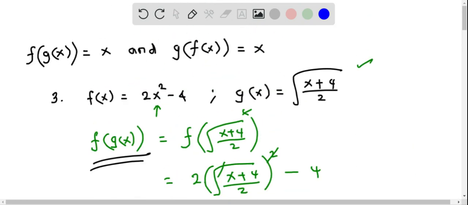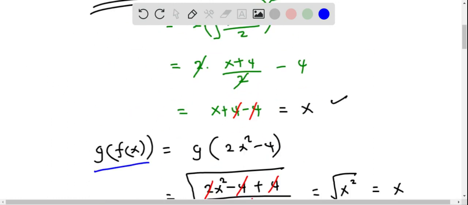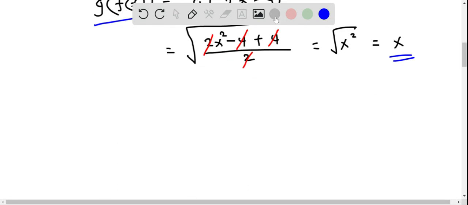So we can clearly see that f of g of x equal to x, as well as g of f of x is also x. And so we can say that these two functions f of x and g of x are inverse to each other.